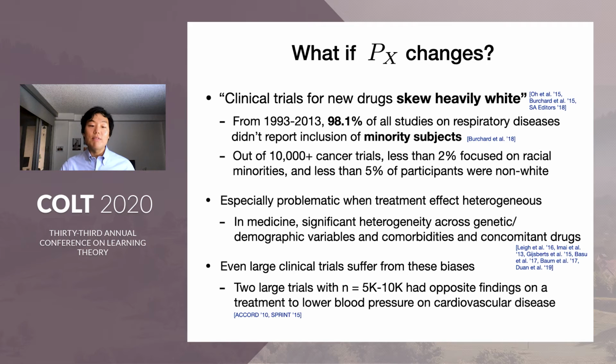And as a result, even large-scale clinical trials tend to lose validity in the face of covariate shift. One prominent example is the ACCORD and SPRINT trials, which studied the effects of treatments to lower blood pressure on cardiovascular disease. Both trials had large sample sizes, between 5,000 and 10,000. But the top-line conclusions for these two studies had the opposite sign. And the mechanism behind this difference could not be explained by experts even ex post.